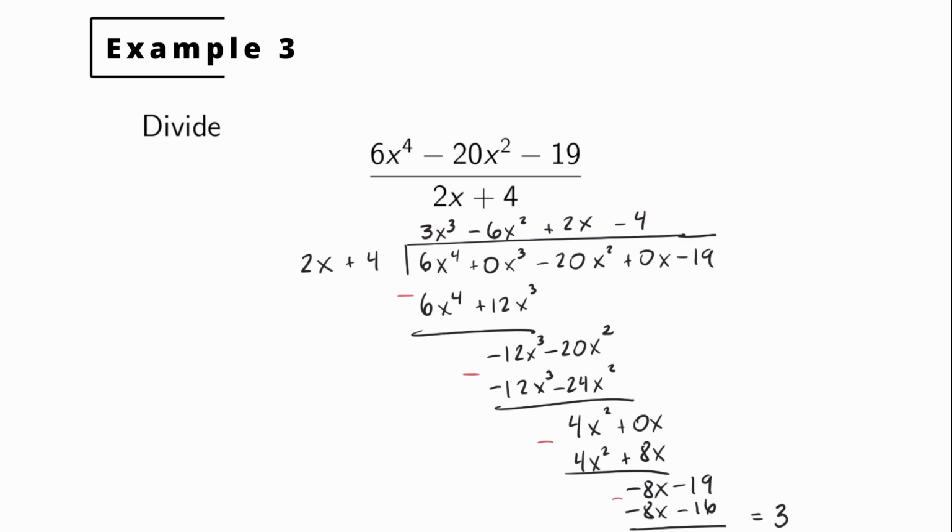This is our remainder. We can rewrite this if we wanted to. This is going to be helpful for different applications, especially in calculus, to be able to rewrite a quotient like this as the quotient plus the remainder over the divisor. It will look like this. It'll be 3x cubed minus 6x squared plus 2x minus 4, and then finally plus 3 over 2x plus 4. And that's it for polynomial long division.